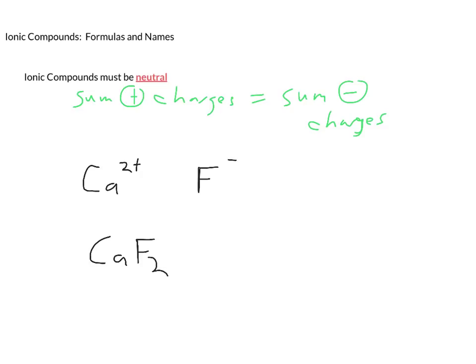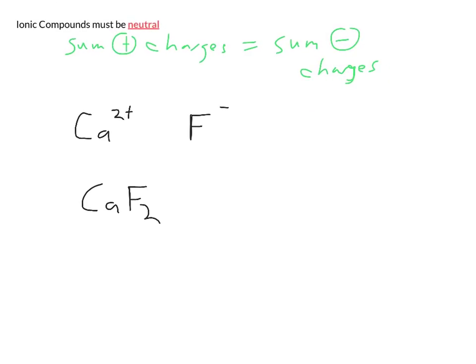Then to check, those charges are in fact equal. Calcium has a 2+ charge. Fluoride has a -1 charge, and there are 2 of them in our formula. 2+ plus -2 is 0. The sum of the charges equals 0. There is a 2+ charge and a -2 charge, everything cancels to 0.